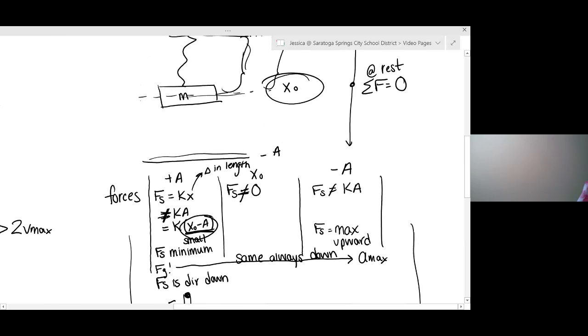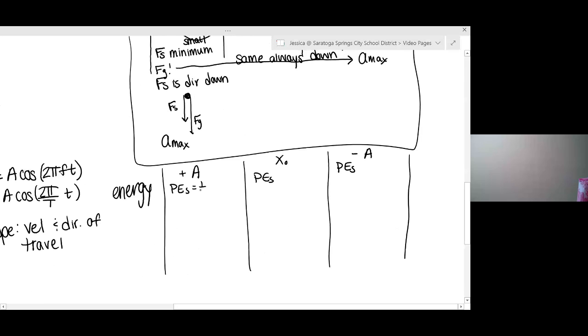Okay? Now, like I said before, this positive A is closest to the natural length of the spring. So we're going to have a minimum spring potential energy here. Okay, and this negative A is the farthest from the natural length of the spring. So here we have a maximum spring potential energy. Okay, spring potential energy is not going to be 0 in the middle.